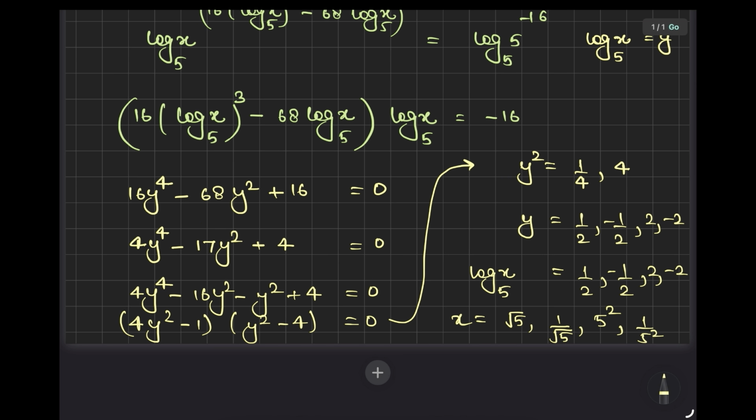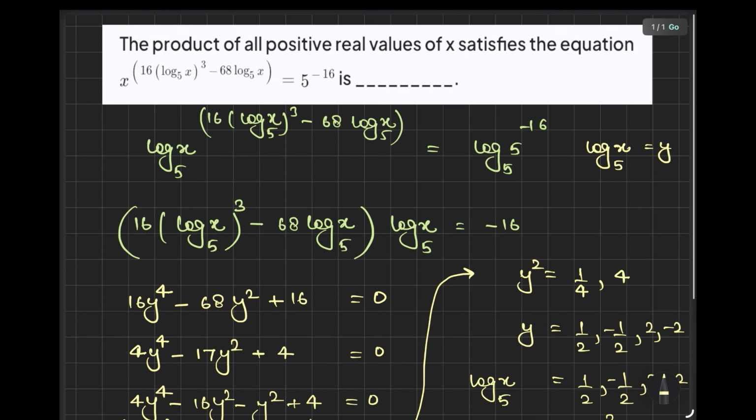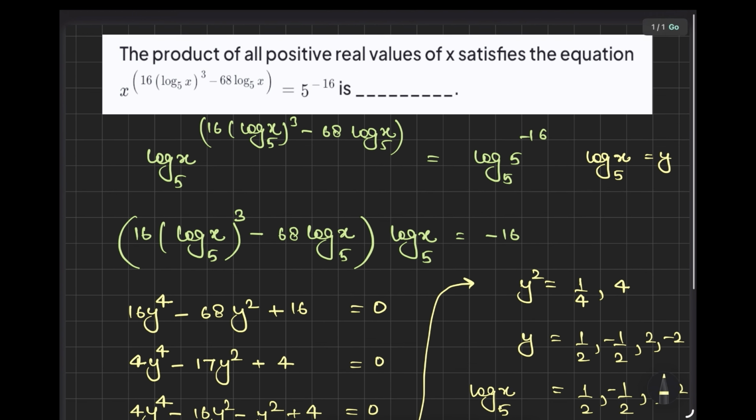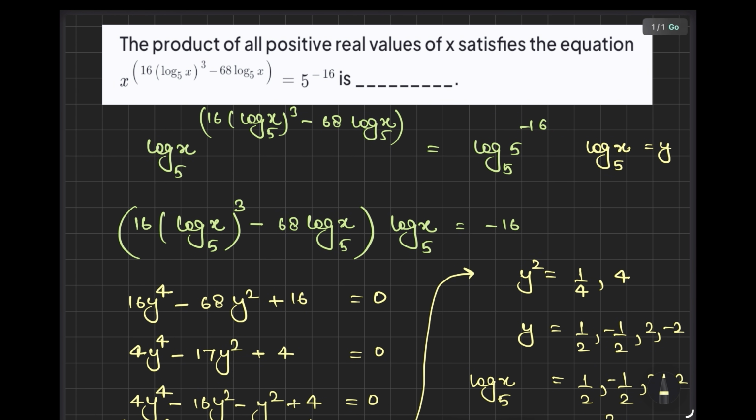So if you multiply all these x values, all these answers, you will get 1. Hence, the answer is 1. I hope the idea is clear and you guys can handle similar situations. So see you guys in the next session of MathFlix.